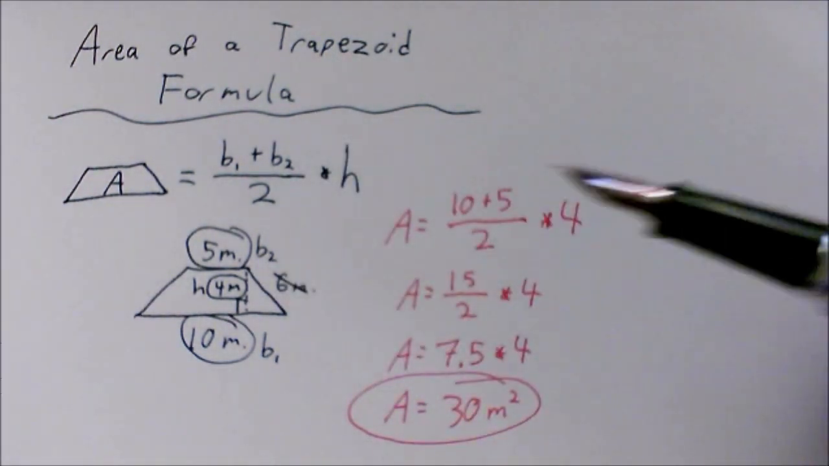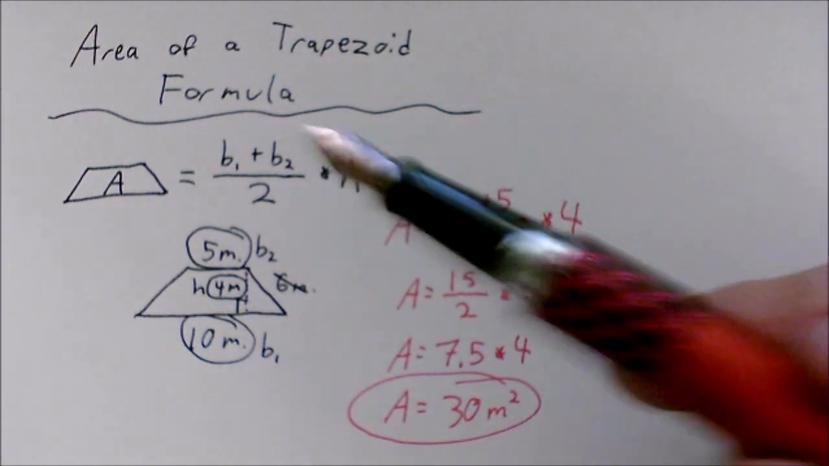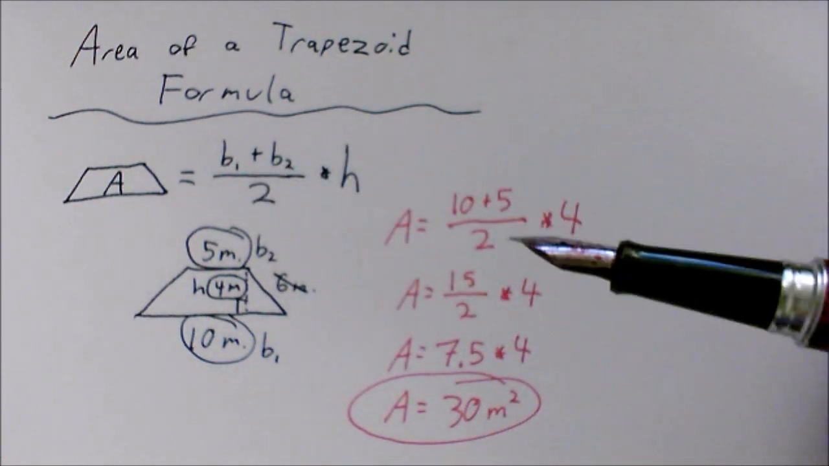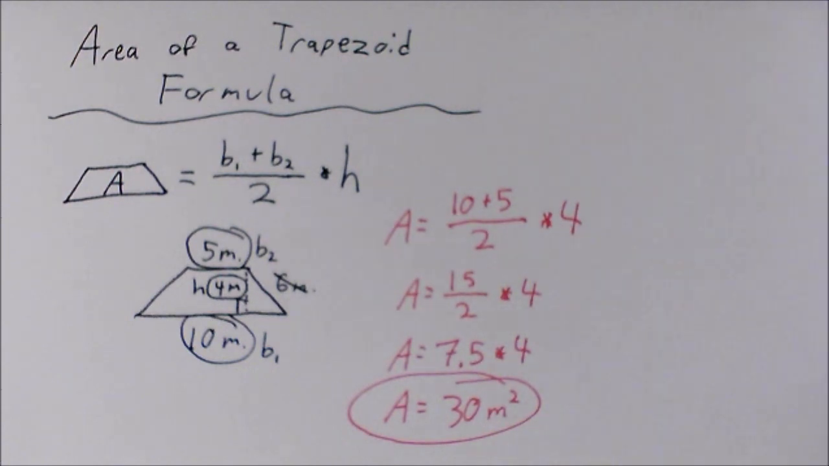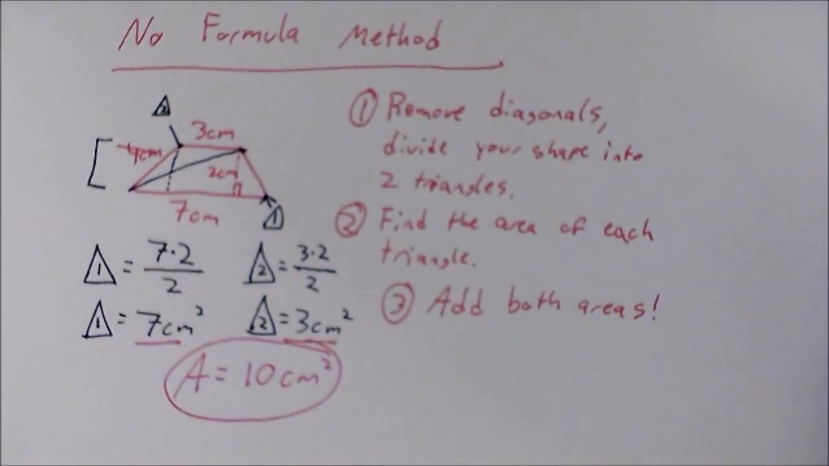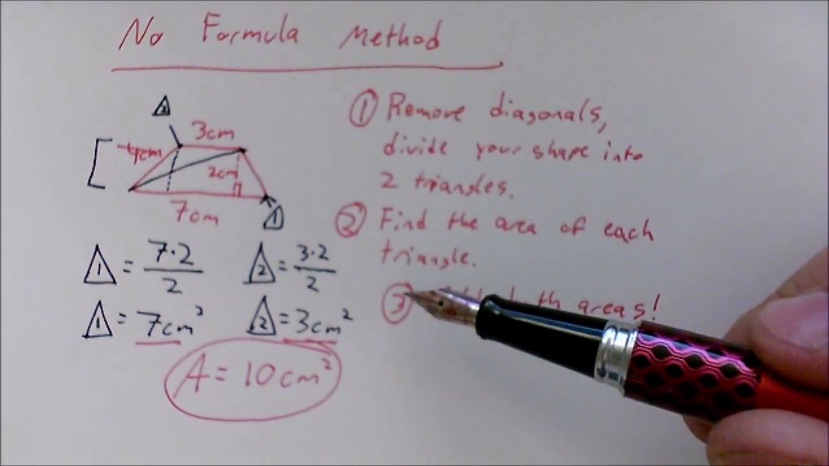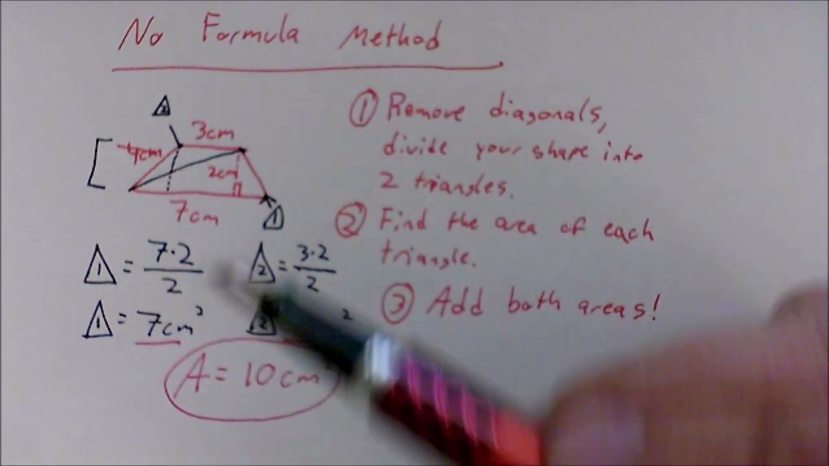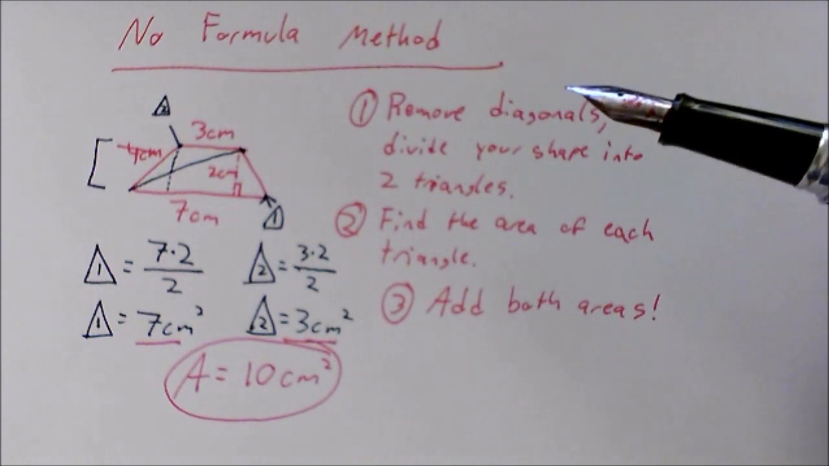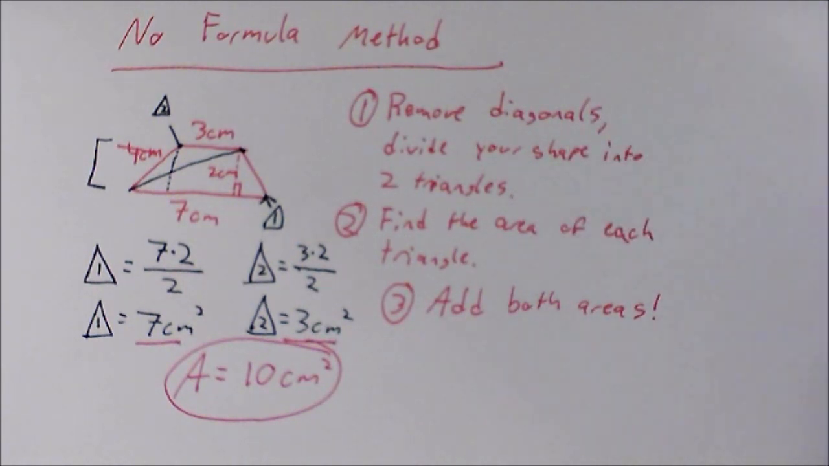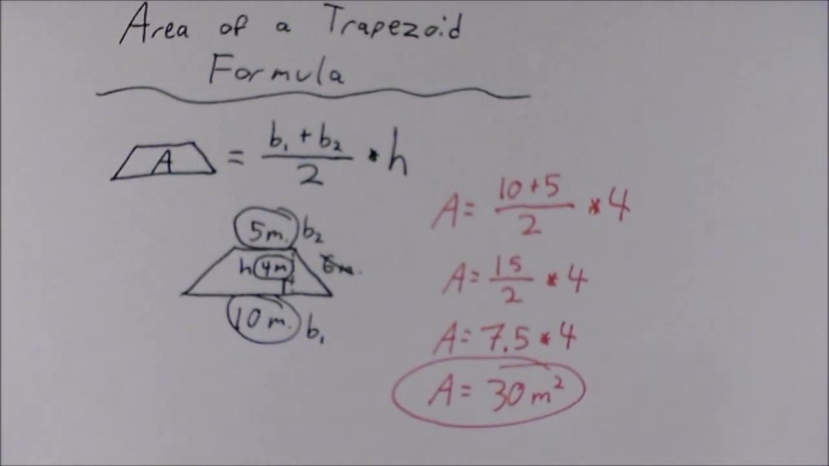While this is a little bit more straightforward, it does require the memorization of a formula. Naturally, the no formula method will still require memorization of 3 steps. It is simply a question of, would you rather divide this shape into 2 smaller shapes, or would you rather tackle it head-on using a standard formula? I will leave that choice up to you.